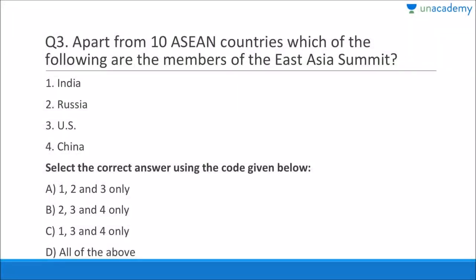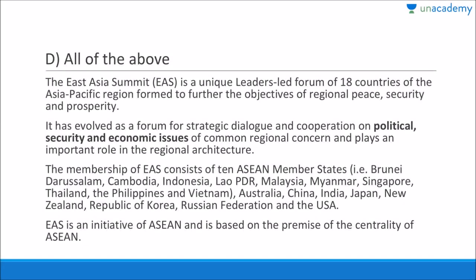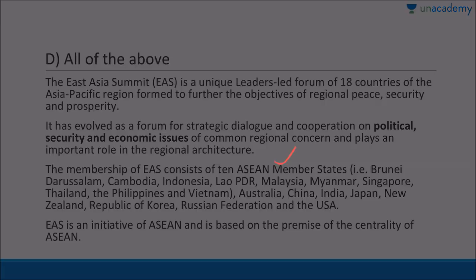Question number 3. Apart from 10 ASEAN countries, which of the following are the members of the East Asia Summit? India, Russia, US, China. Answer is D, all of the above. So the East Asia Summit is a unique leaders-led forum of 18 countries of the Asia-Pacific region formed to further the objectives of regional peace, security, prosperity, and it has evolved as a forum for strategic dialogue and cooperation on political, security and economic issues of common regional concern, and they also play an important role in the regional architecture. So EAS is an initiative of ASEAN and it is based on the premise of the centrality of ASEAN.